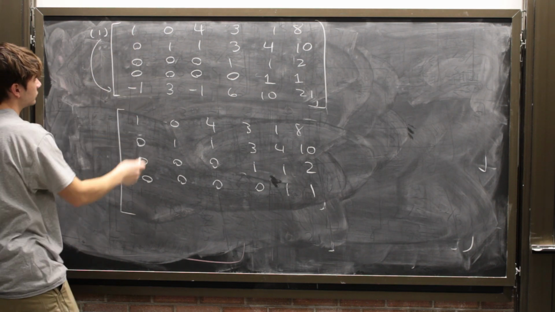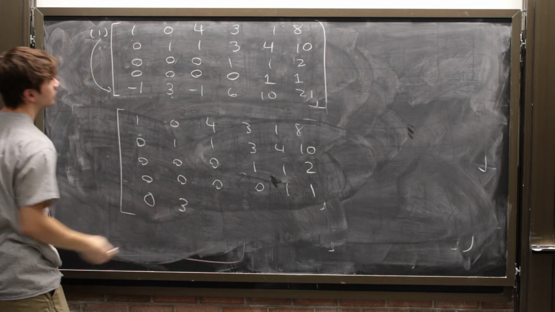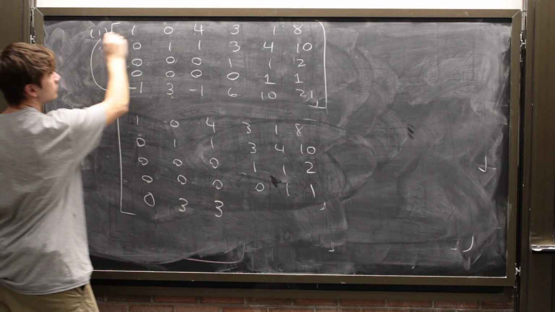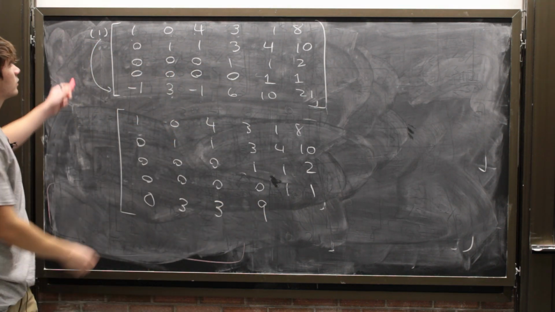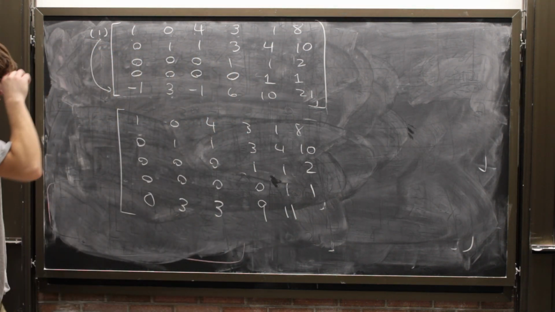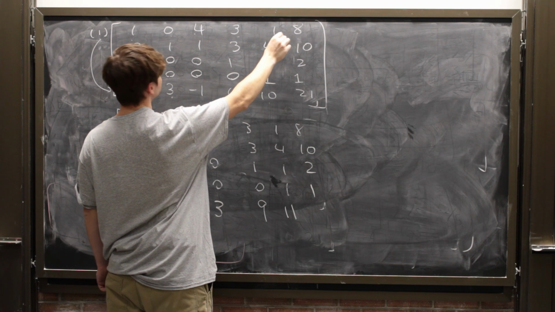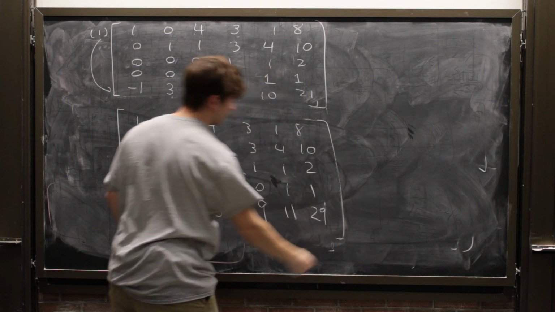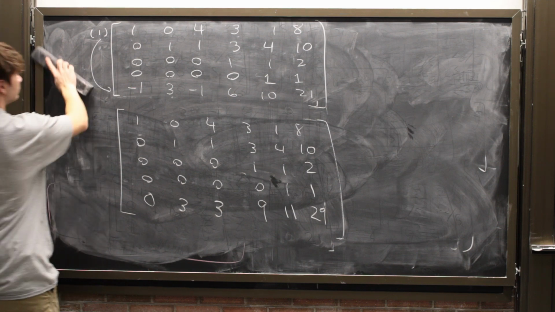Okay. 1 added into negative 1 is 0. 0 added into 3 is 3. 4 added into negative 1 is 3. 3 added into the 6 is 9. 1 added into the 10 is 11. And 8 added into the 21 is 29. All right. So that completes the first step.